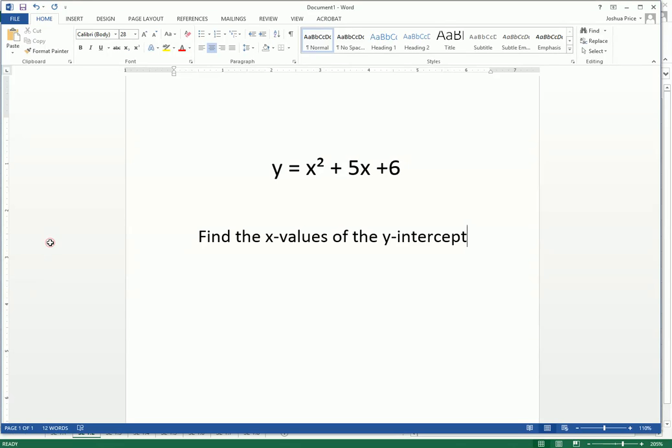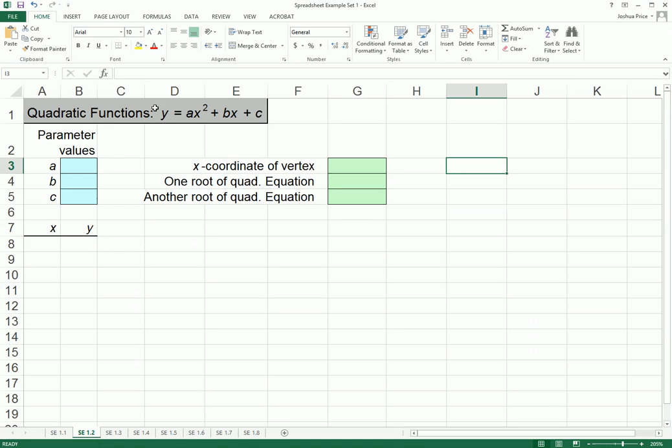All right, we have the example that y equals x squared plus 5x plus 6. And we want to find the x values of the y-intercept. That is, find the values of x when y equals 0. So we could do this by hand and we can see how it might factor out. But let's go ahead and use Excel spreadsheet to help us out.